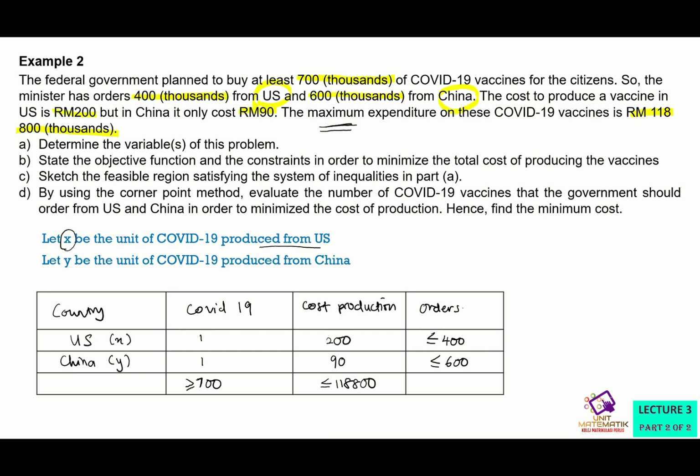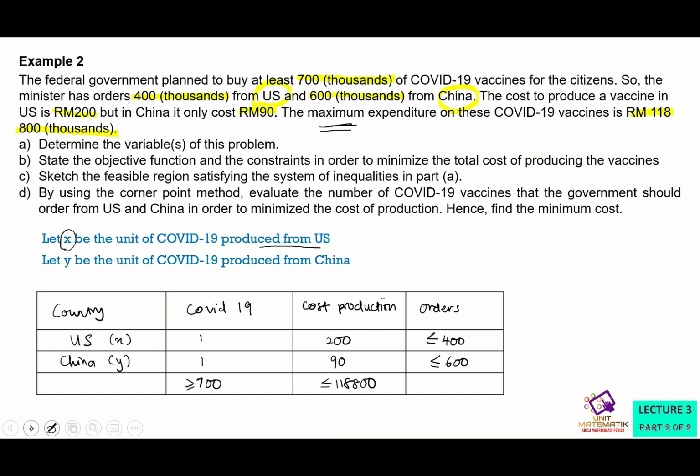I repeat, students: for the orders, the notation is less than or equal. Why is it less than or equal? Because the minister orders 400 from the US, it means that the US can supply us 400 only. It can be less but cannot be more. It is the same for 600 from China. We order 600, so that means China can supply up to 600 only. It can be less but cannot be more.